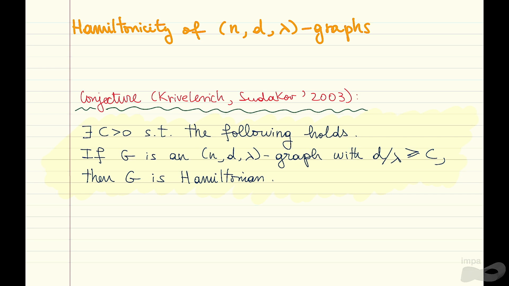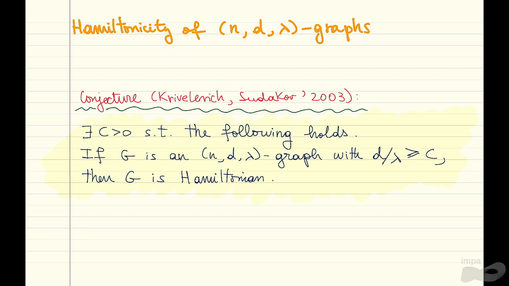Any guess why this should be the right answer? Not G(n,p), but d-regular graphs. d-regular graphs are already Hamiltonian for d equals 3, if I'm not wrong. So if this is a large enough constant, then possibly this should be true. I think that's the motivation behind this conjecture.